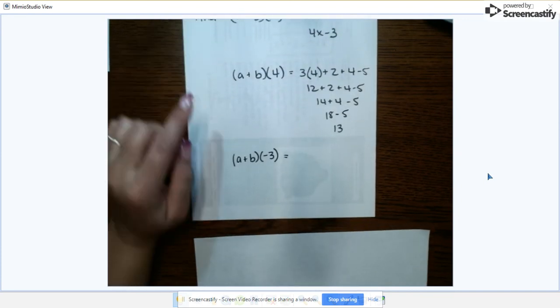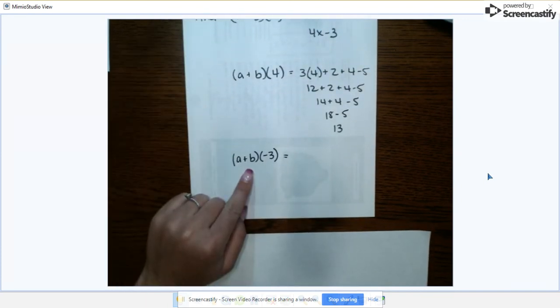I'd like you guys to simplify a plus b of negative 3.